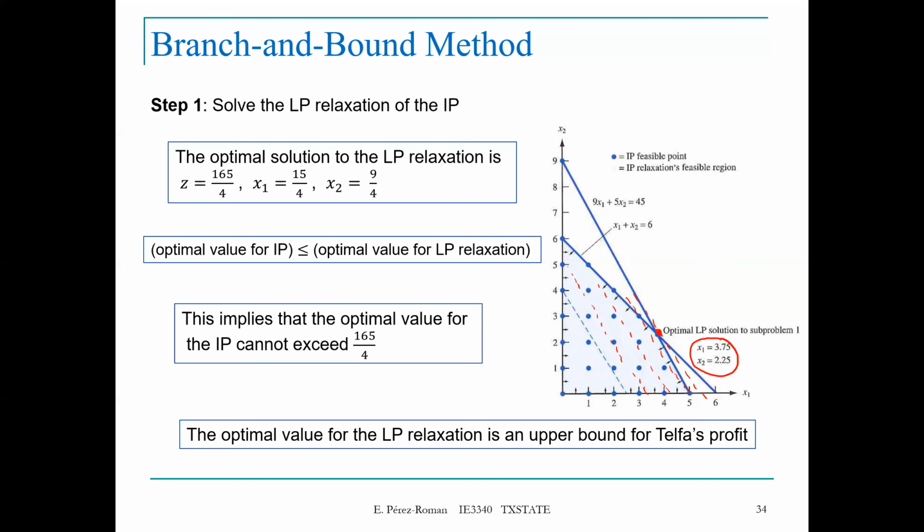The optimal value of the LP relaxation is an upper bound for the profit. So we know that the integer program solution will not exceed this 165/4 profit. So our solution is going to be bound. That's what we call the LP relaxation solution, an upper bound for the Telfa's profit.